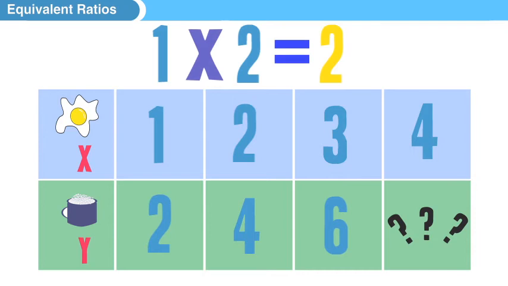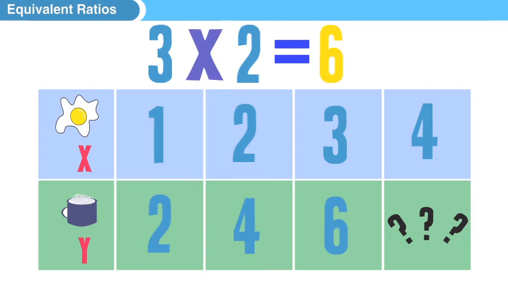If you look closely, you'll notice that 1 times 2 is equal to 2. Maybe the rule is to multiply the number of eggs by 2. Let's see if that works for the other ratios. Let's see. 2 times 2 is 4. Hey! 3 times 2 is 6. Hey! Fantastic!